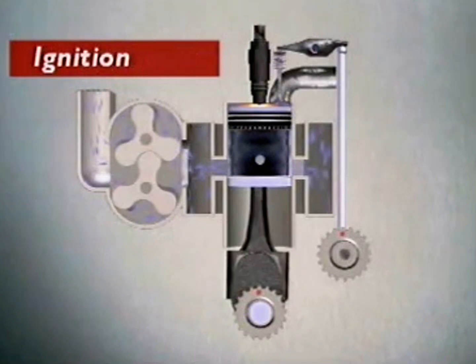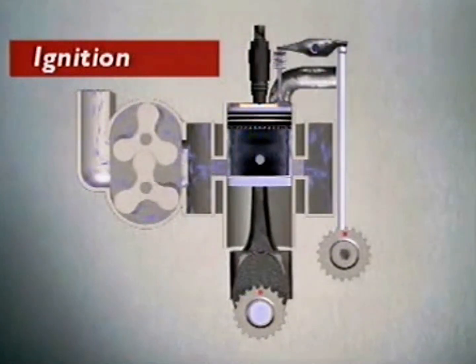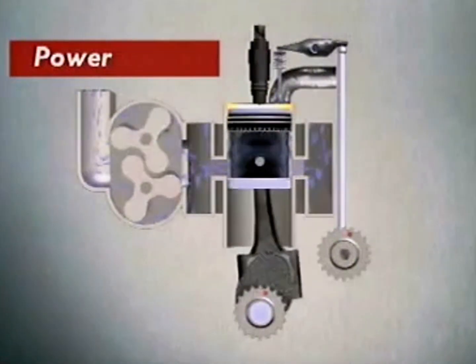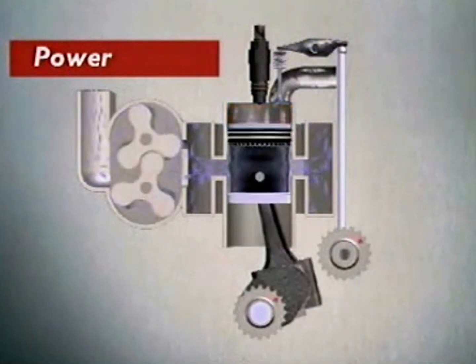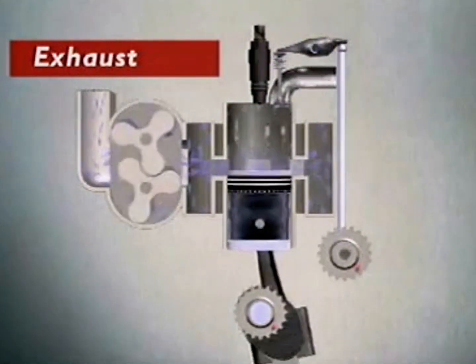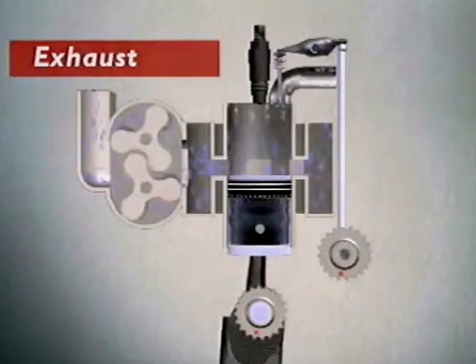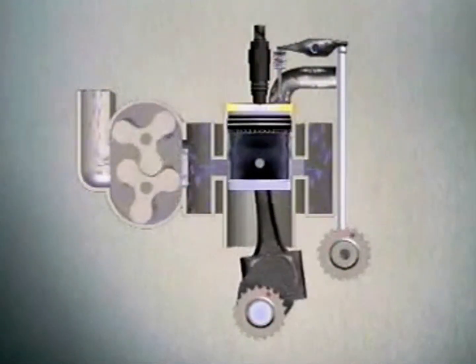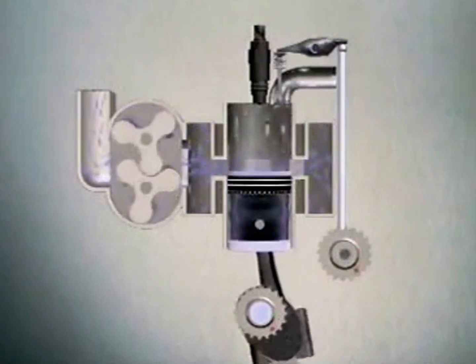Ignition, just as with a 4-stroke diesel engine, the heat of the compressed air ignites the mixture of air and fuel. There is no spark plug. Power, forcing the piston down. Exhaust, removing burned gases. All in just 2 strokes. The whole process is a cycle. Everything is back where it began, ready to run again.